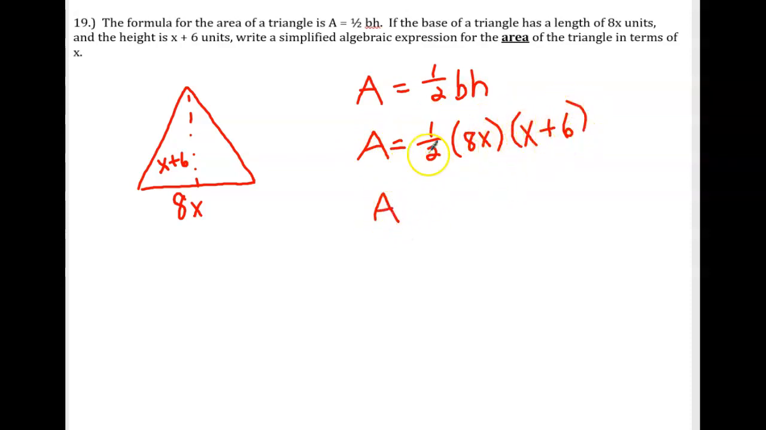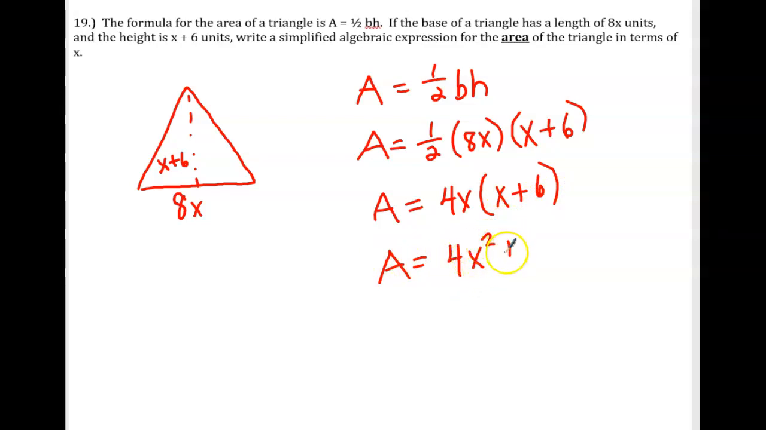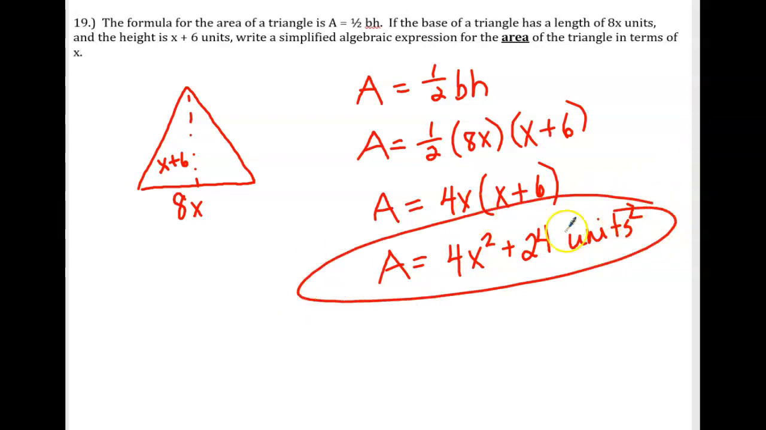Now we're just going to multiply from left to right. 1/2 of 8x is 4x, or 8x over 2, which is 4x, times x plus 6. And now we can just distribute this. So we're going to get 4x squared plus 24x, and again our units will be squared. Units squared. There's our answer.